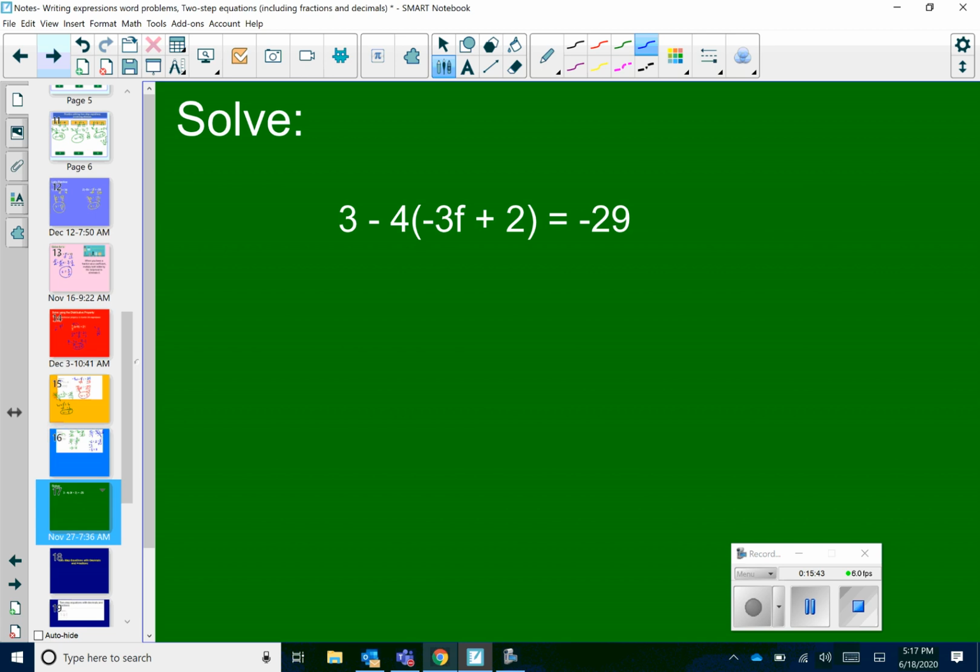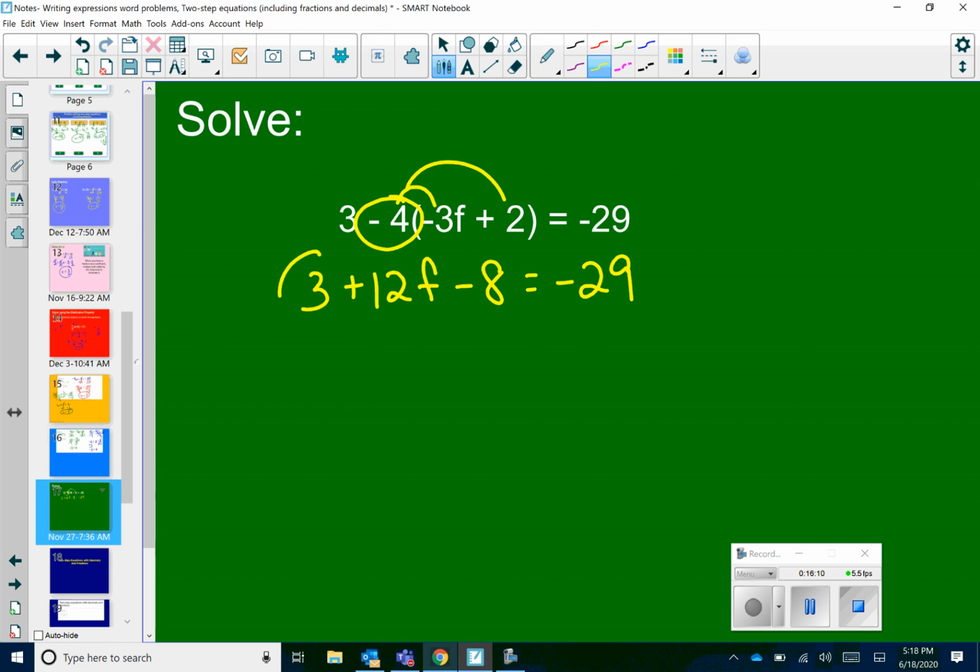All right, let's try one that's a little bit longer. So I'm actually going to distribute not just the 4, I'm going to distribute the negative 4 because I like taking the sign that's with it. So I'm going to leave 3 where it is in the front. I've got a negative 4 times a negative 3f, which is a positive 12f. Negative 4 times 2 is negative 8 equals negative 29. I have a positive 3 and a negative 8. So that leaves me with 12f. A positive 3 and a negative 8 gives me negative 5 equals negative 29.